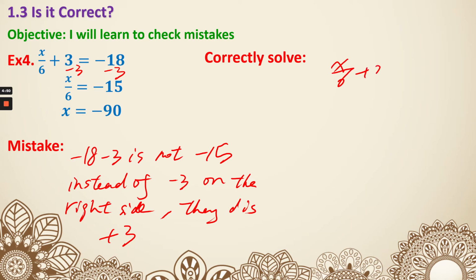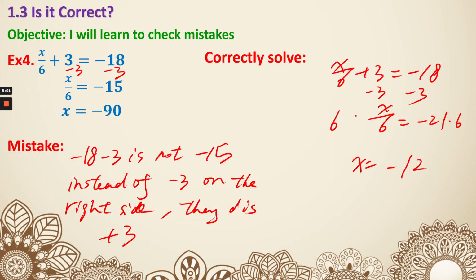Correctly solved: x over 6 plus 3 equals negative 15. Minus 3, x over 6 equals negative 21. Now times both sides by 6, x equals negative 126. That's example 4.